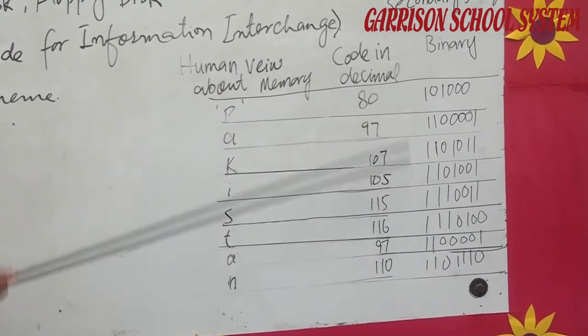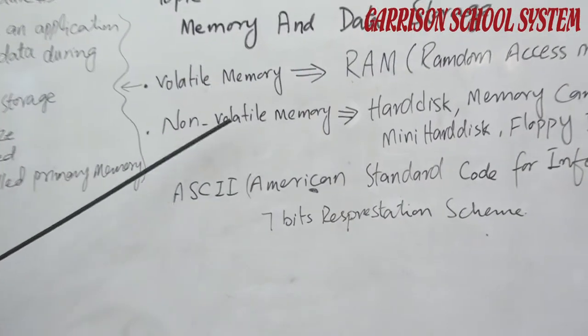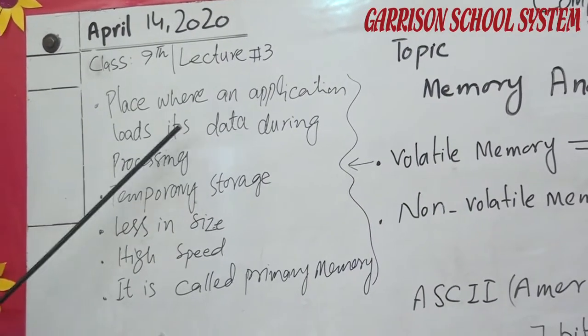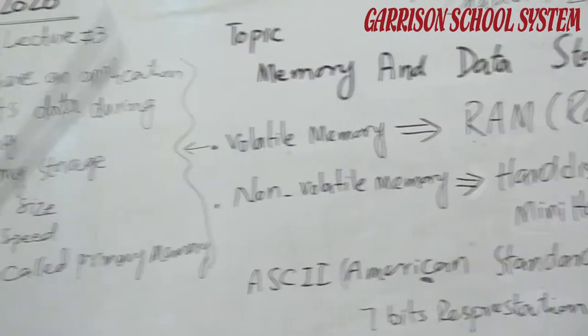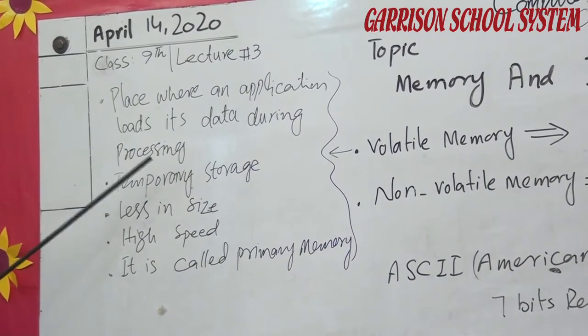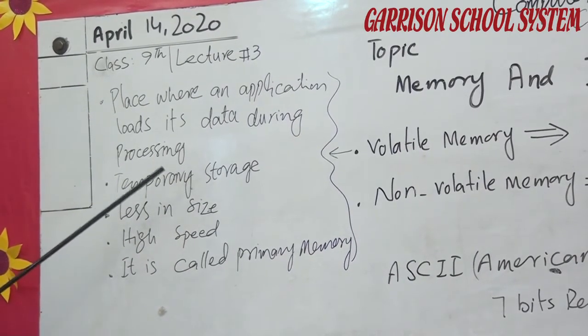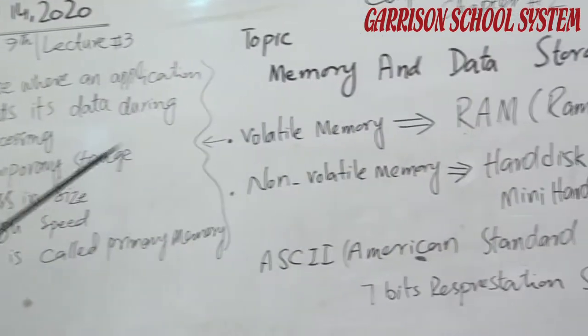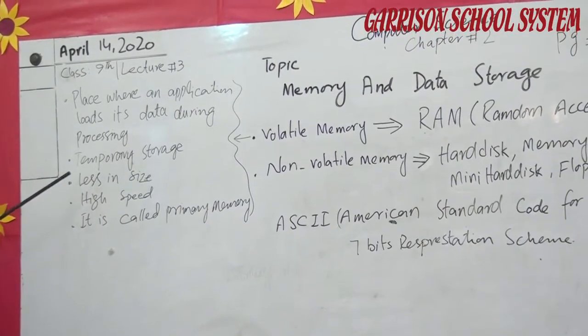So students, all the data in the computer is in binary form. Now if we compare volatile memory with non-volatile memory, volatile memory is the place where an application loads its data for processing. Volatile memory, RAM, is also the working area of the computer. Second, it is temporary storage. When we close, or when our computer is cut off from electricity, all the data is erased. RAM is smaller in size compared to hard disk.